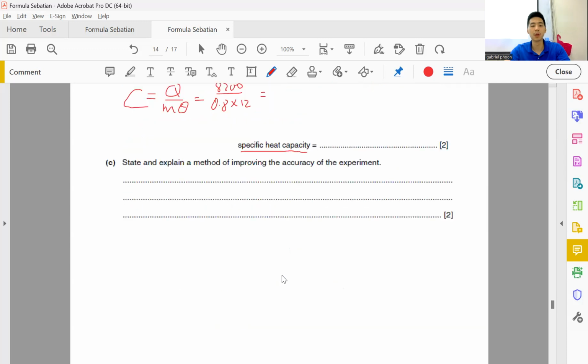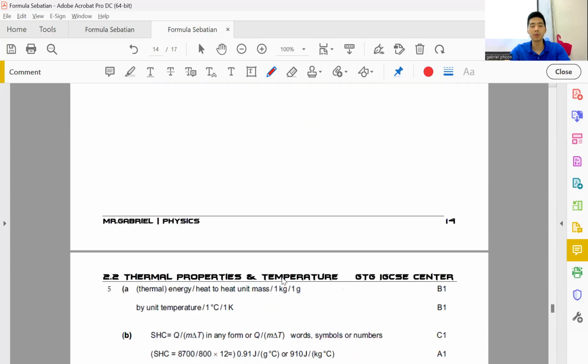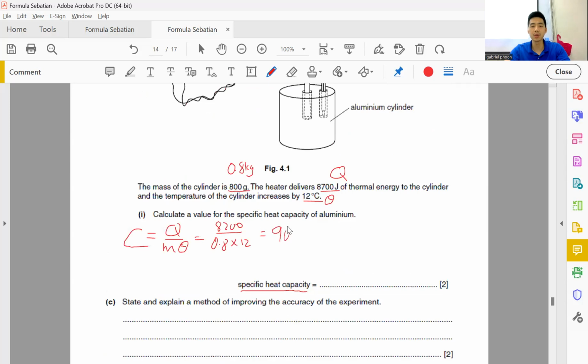906, good. 906.25. What's the unit here? Joules per kg per degree Celsius, right? But when you have this answer here, can you write 906.25? No. How many maximum significant figures can you write? 3 only, and don't forget your units, or you'll lose your full 2 marks.